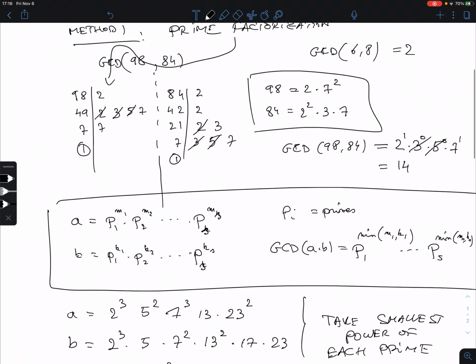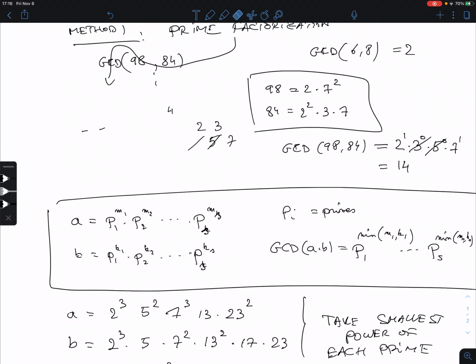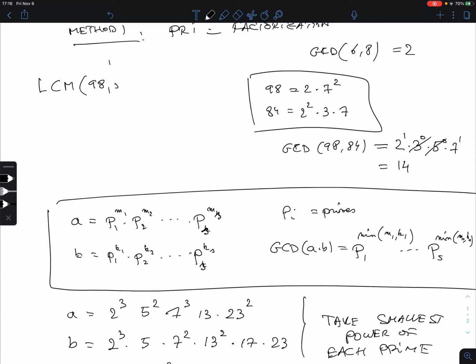Okay, so let's do this on our first example here that we had. Let me write this a little bit. Okay, I can erase this, right? We have this here, we have the prime factorization on the right. Okay, so what's the LCM, the least common multiple of 98 and 84?